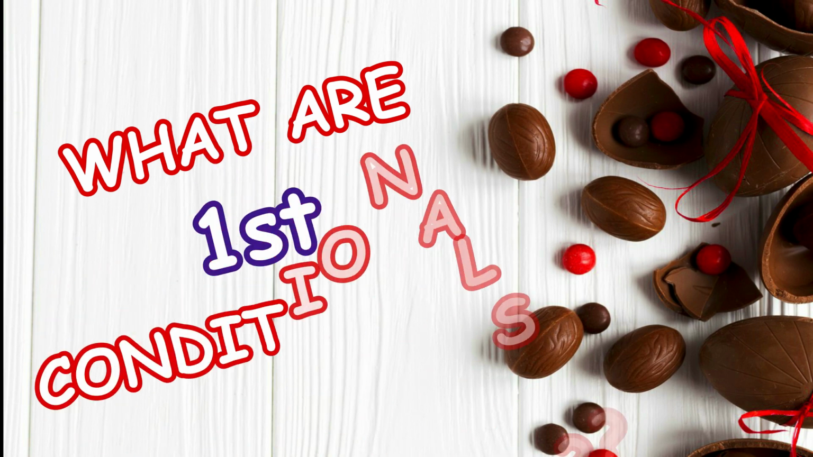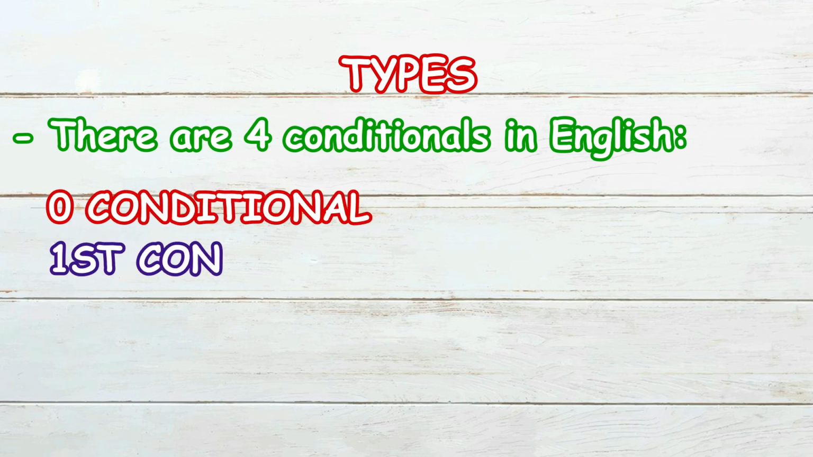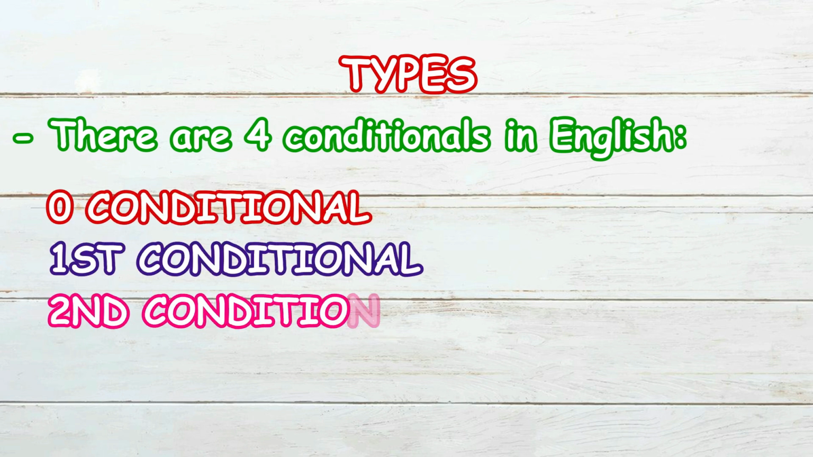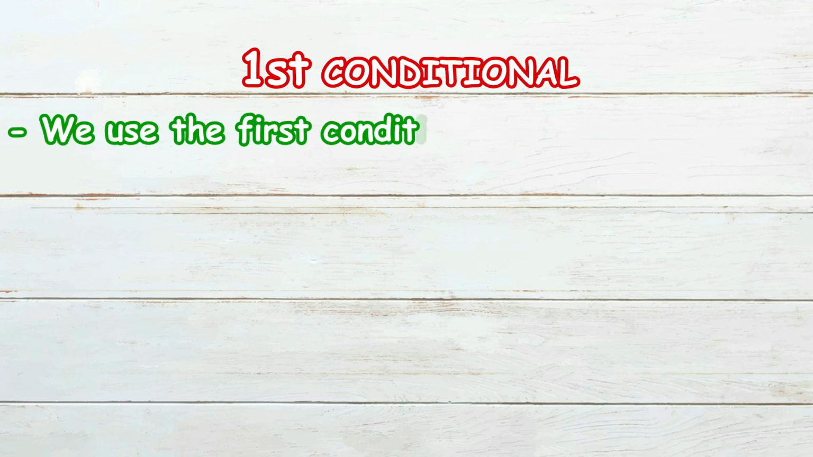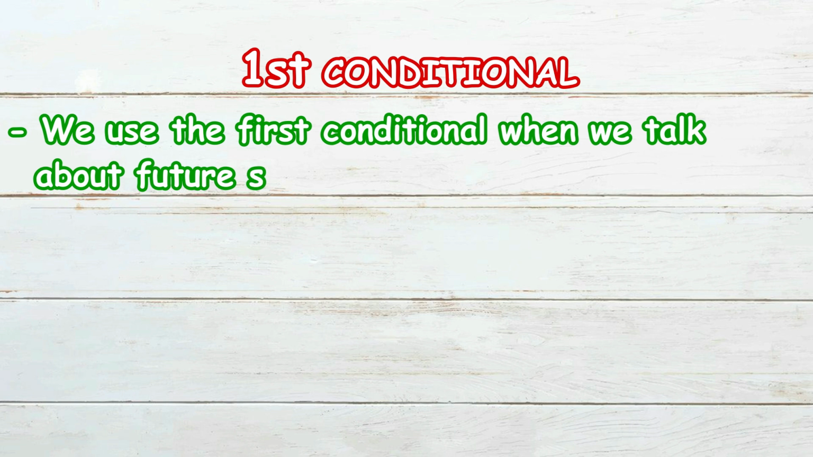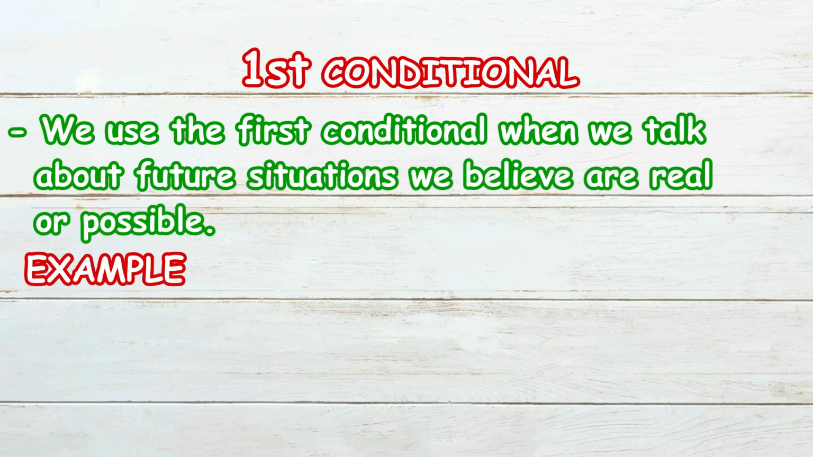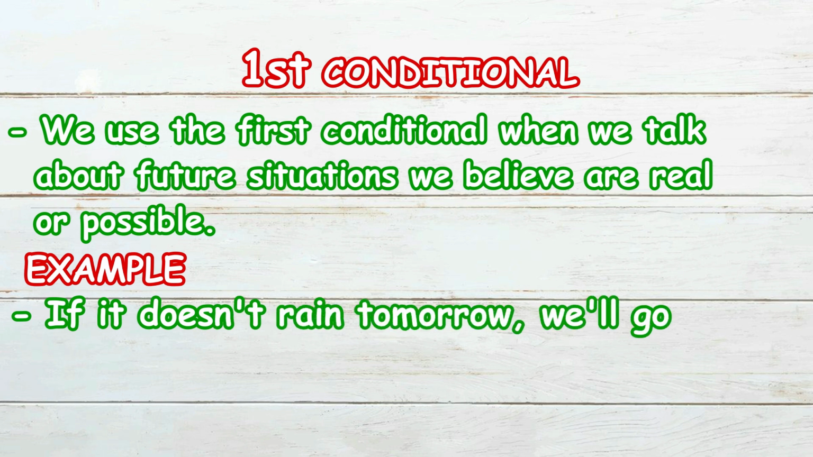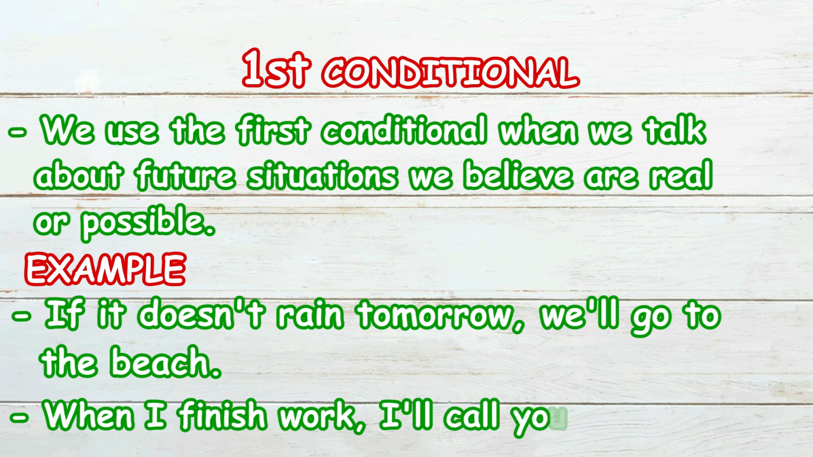What are first conditionals? Now, there are four conditionals in English: zero conditional, first conditional, second conditional, and third conditional. Today we'll learn first conditional. We use the first conditional when we talk about future situations we believe are real or possible. For example, if it doesn't rain tomorrow, we'll go to the beach. Or when I finish work, I'll call you.